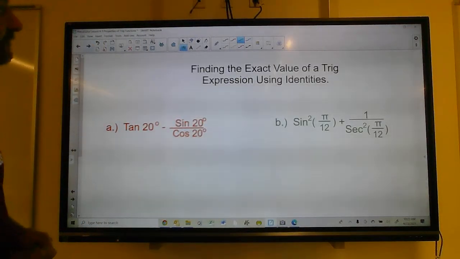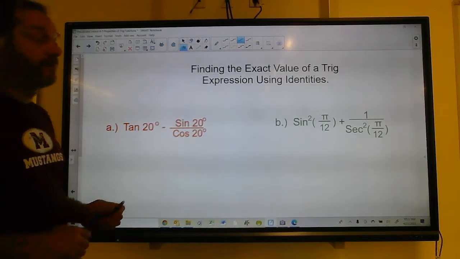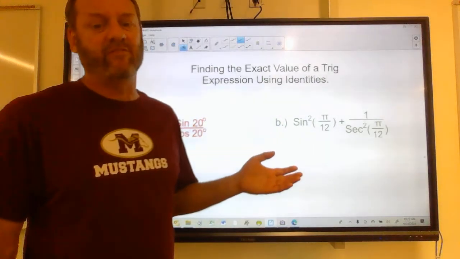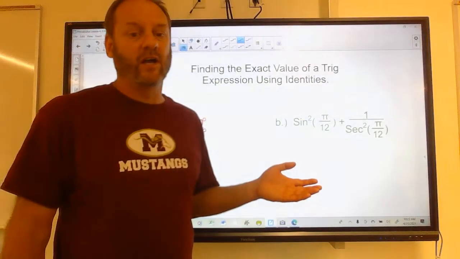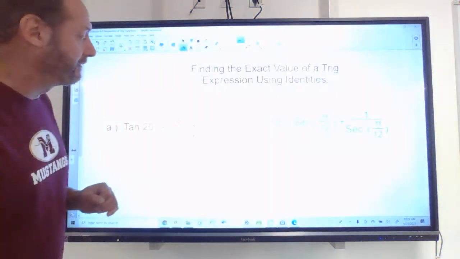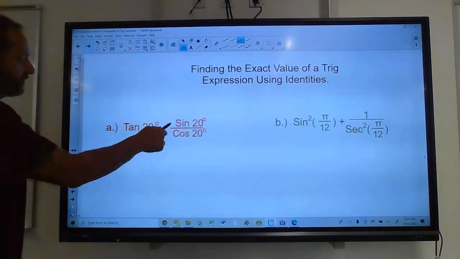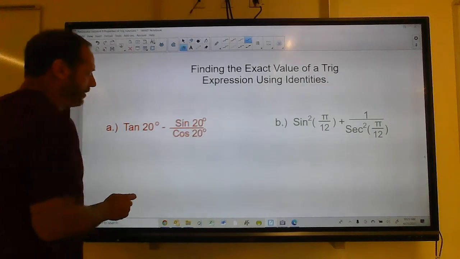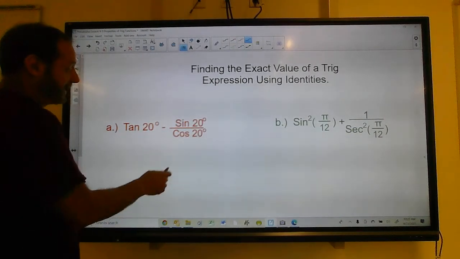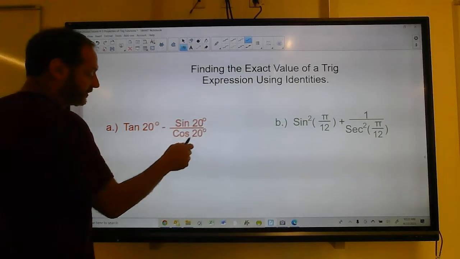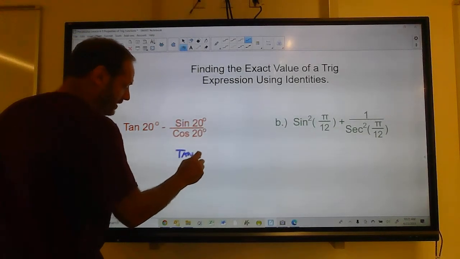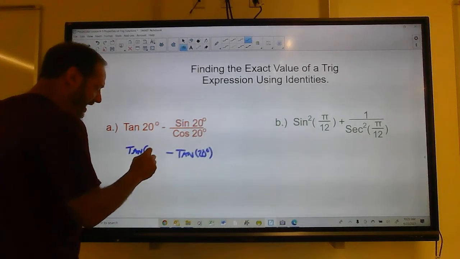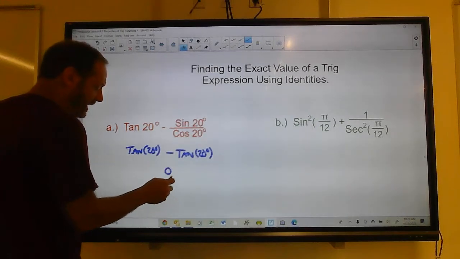Okay, finding the exact value of a trig expression using identities. So remember, with exact values, you very rarely use decimals, because unless it's like 0.5, which is exactly 1/2, it might be an irrational number. You need to write it with square roots and whatnot. So if we look here, tangent of 20 degrees minus the sine of 20 degrees over the cosine of 20 degrees. Okay, well, I'm not doing that in my head, but I can do this. Sine of x over cosine of x, that's just tangent of x. So this is tangent of 20 degrees right here, and then this is tangent of 20 degrees right here. I don't need a calculator to do this. I can do it in my head. It's 0.